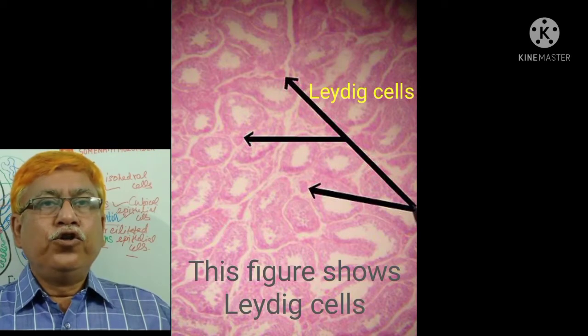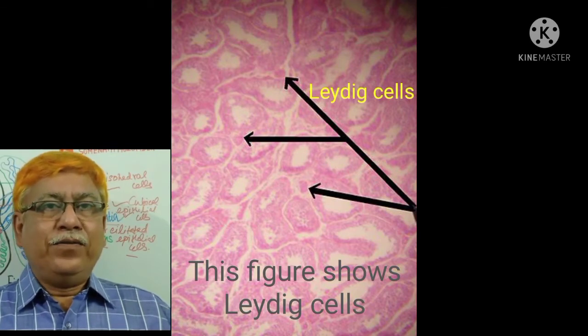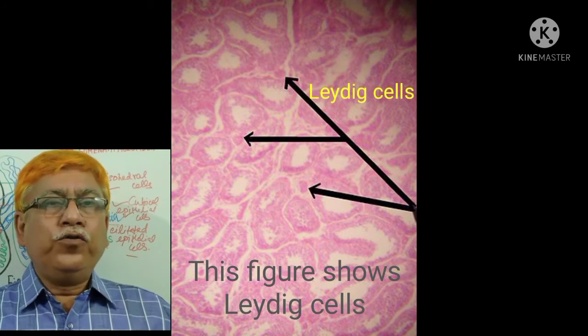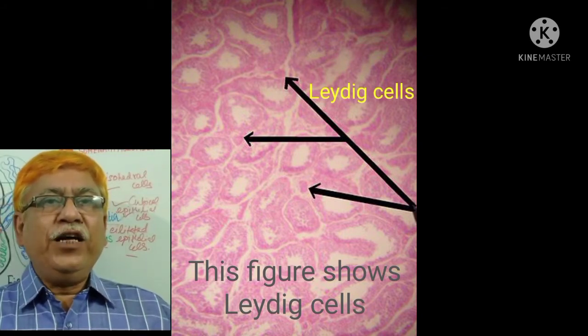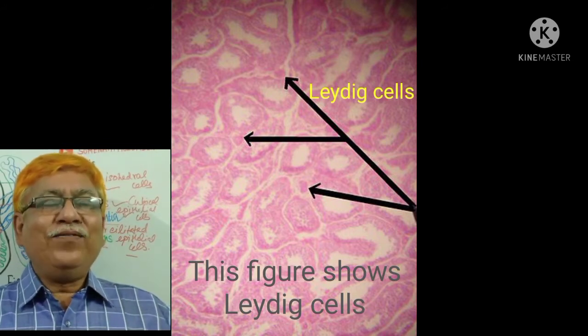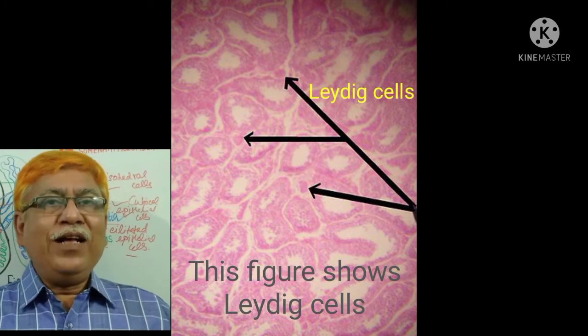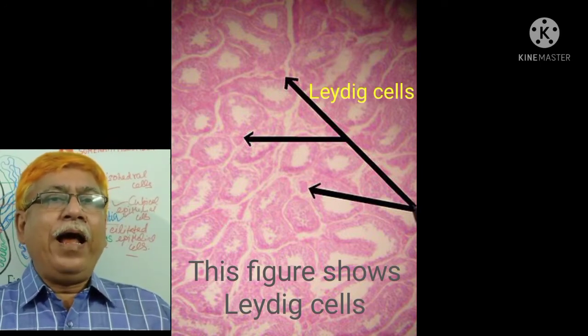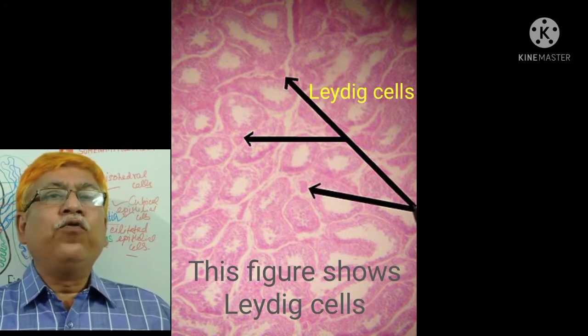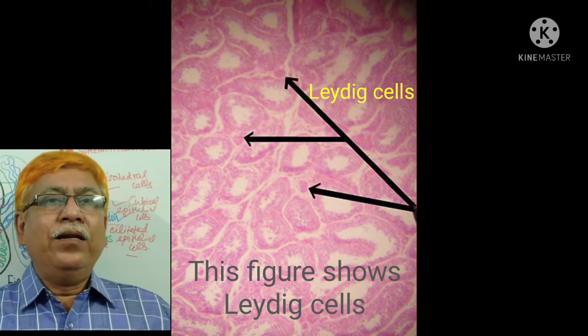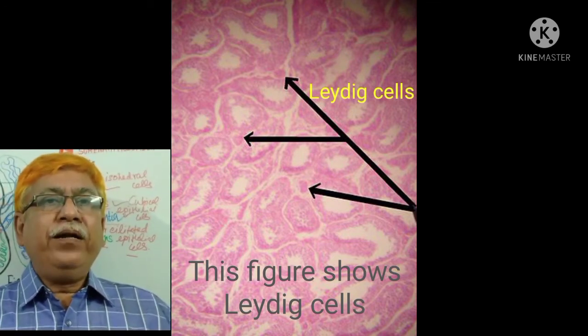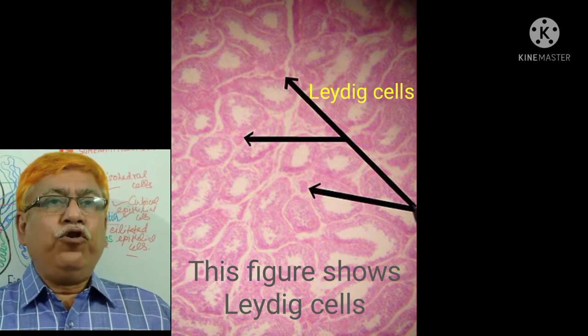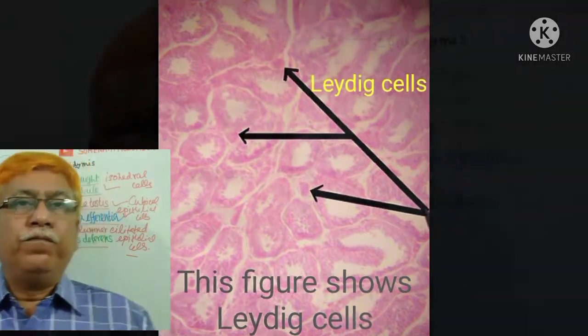This figure shows Leydig cells. Leydig cells are also known as interstitial cells of Leydig. They are found adjacent to seminiferous tubules in the testicle. The cells are polyhedral in shape and have a large prominent nucleus, and the cell is full of lipid vesicles. These cells produce testosterone hormone.